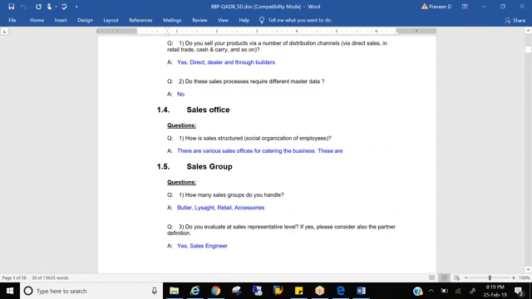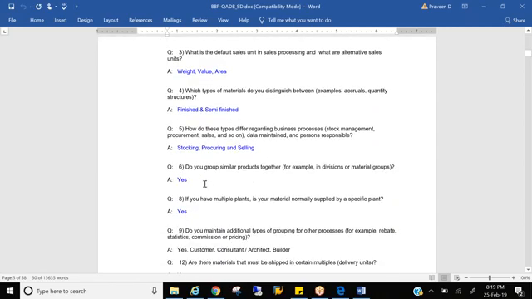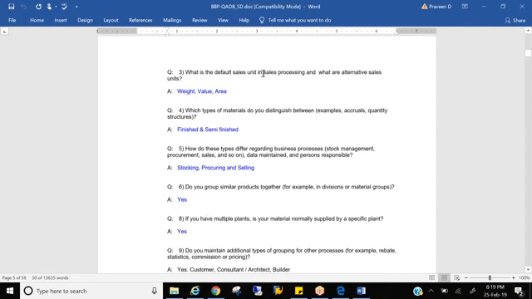a very detailed explanation, right? Do you group similar products together? Yes or no? If you have multiple plants, is a material normally supplied by a specific plant? Yes or no? So it's not all about yes or no questions. You can see what the default sales unit is. Do you sell by weight, by value, or by area? How do you sell your products? What is the unit of measure? Like this, you'll be putting lots of questions to the user.